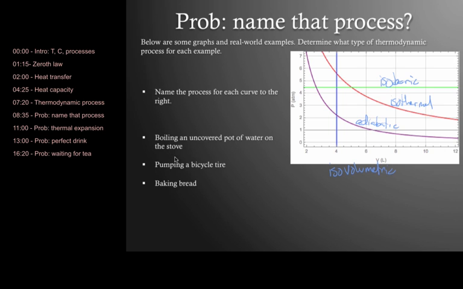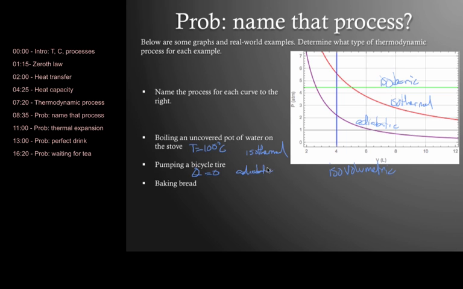So what about real-world processes? What if we are boiling an uncovered pot of water on the stove? Well, we know when you boil water, it stays at 100 degrees Celsius. So that must be an isothermal process. What about pumping up a bicycle tire? Is the temperature constant? Is the volume constant? Is the pressure constant? The only thing that is constant is Q. So this is an adiabatic.